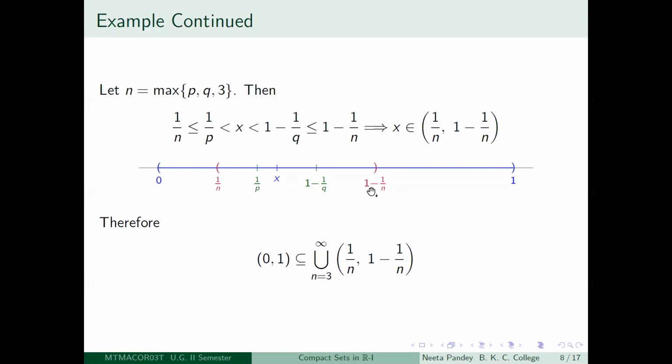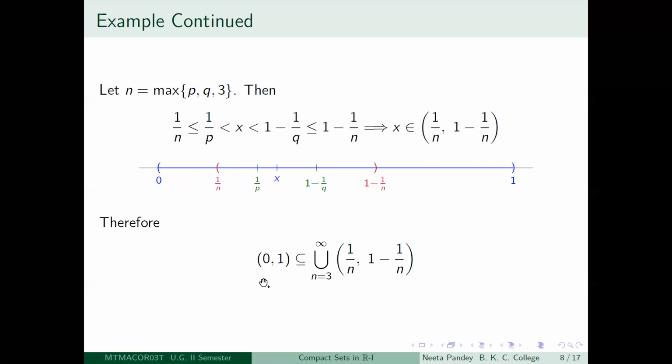I have drawn it to be strictly greater, but they may be equal. That is not the difficulty, because you already have that x is strictly less than 1 minus 1 by q. So x is going to be strictly less than 1 minus 1 by n. Therefore, x is going to belong to this open interval 1 by n to 1 minus 1 by n. Right? So it was very simple. And what did you get?